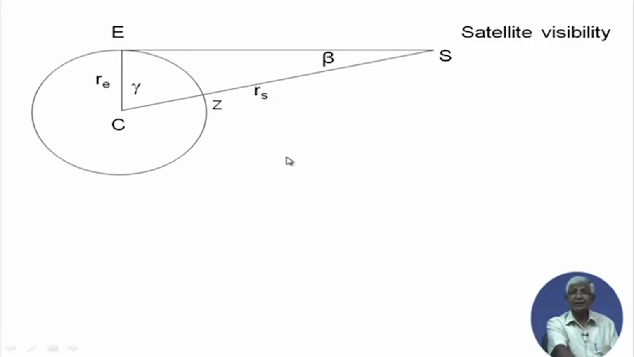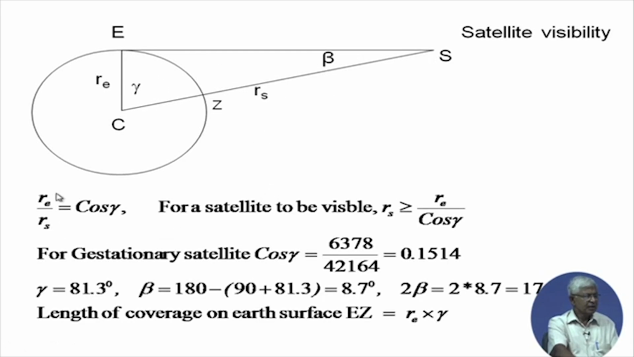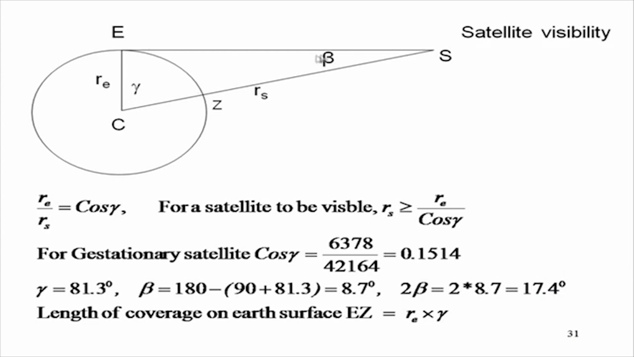Now, let us see how the satellite is visible, whether it is visible to us or not. Now, in this same triangle, with 0 degree inclination, let us say our station is at 0 degree inclination to the satellite, then RE by RS is equal to cos gamma. This is a right angle triangle. RE by RS is equal to cos gamma. So, to make the satellite visible, this RS should be greater than RE by cos gamma. This should be larger, far away.